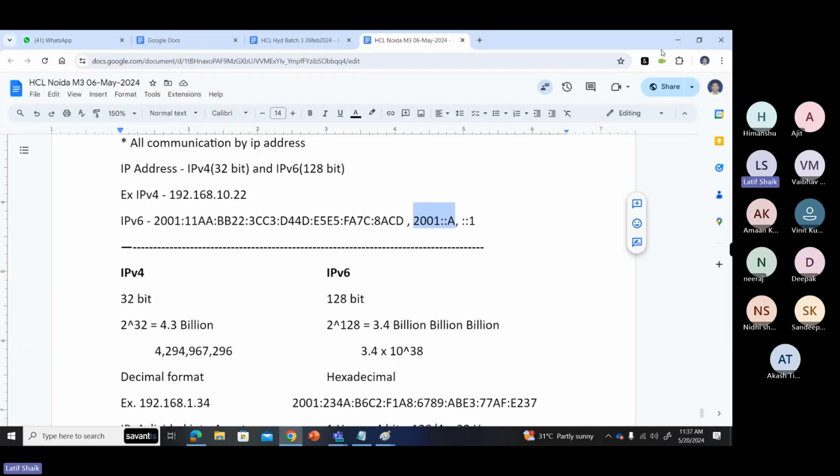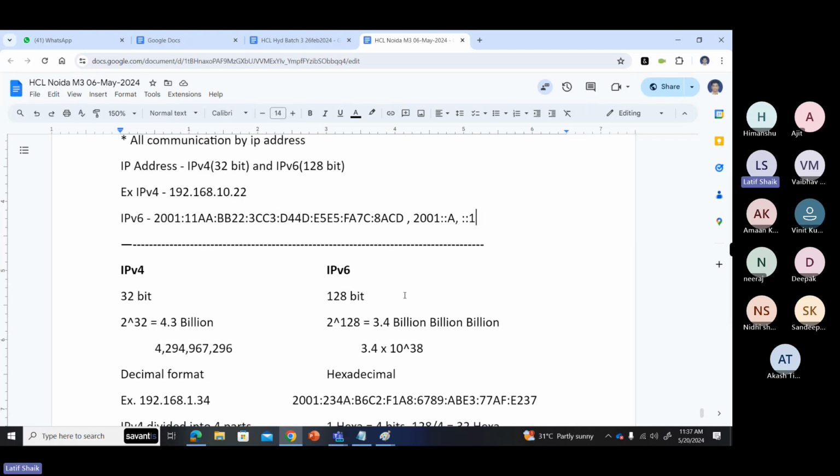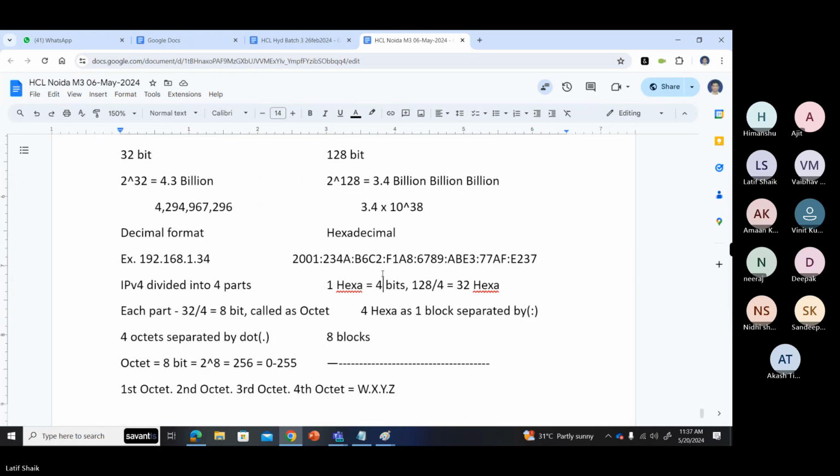So a different representation, even smaller: colon, colon, 1. It means almost all 31 zeros are there, 31 zeros and the 32nd is a 1. So you have to write like that.